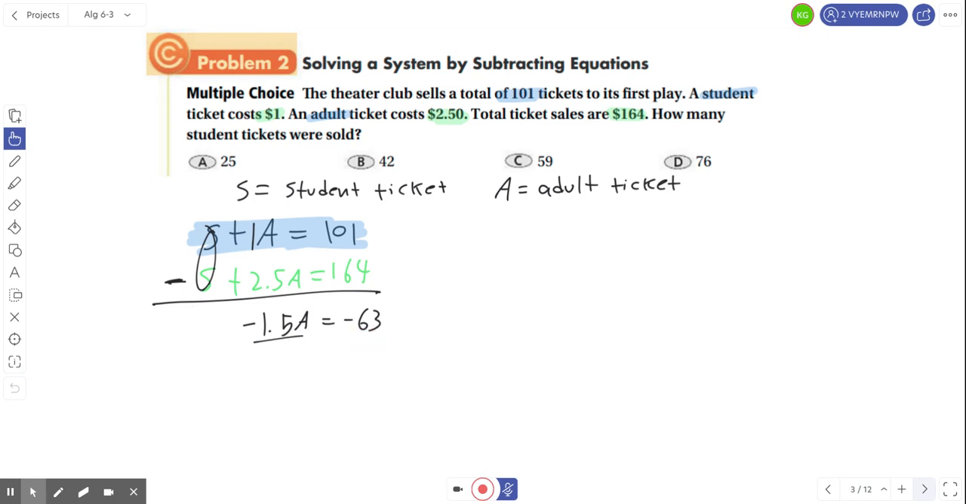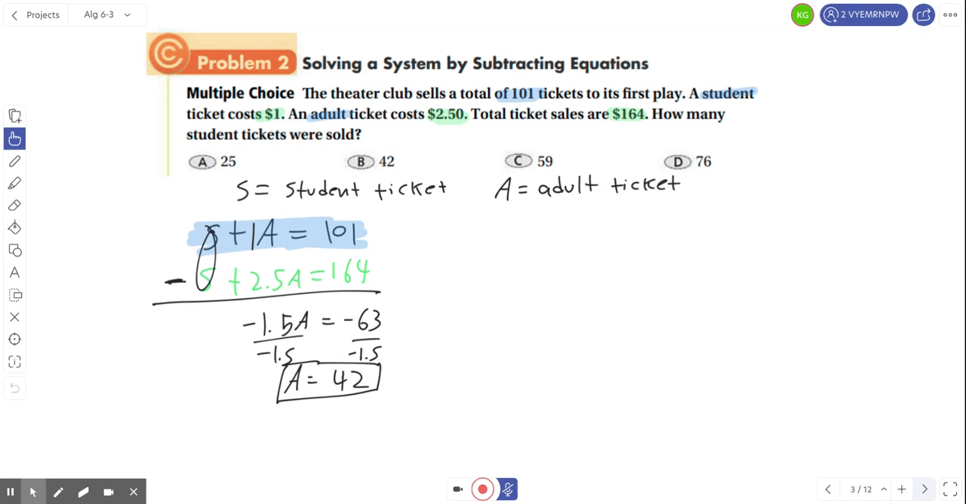And then I'll divide by negative 1.5. And a equals, calculator time. I almost feel like I could do that in my head. 42. Let's see. Yep, 42. Alright, so a is 42.